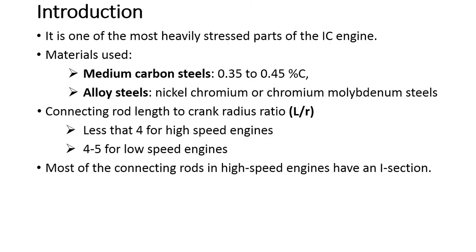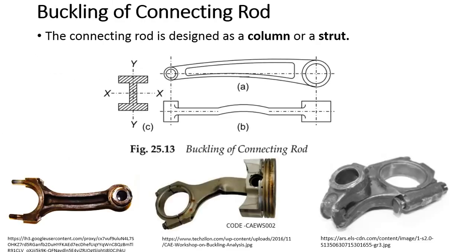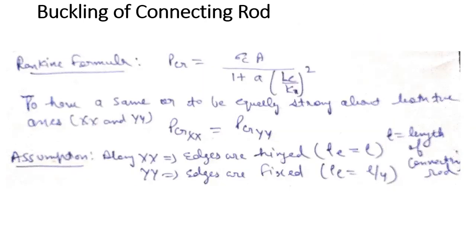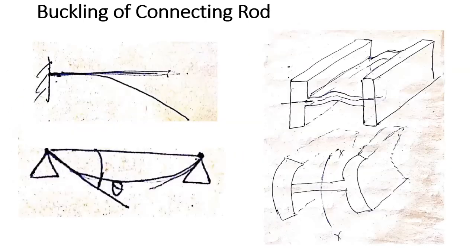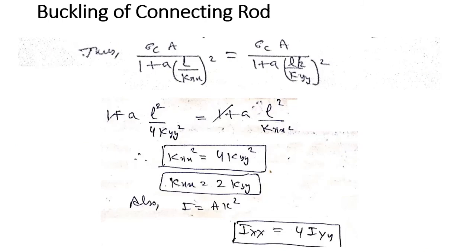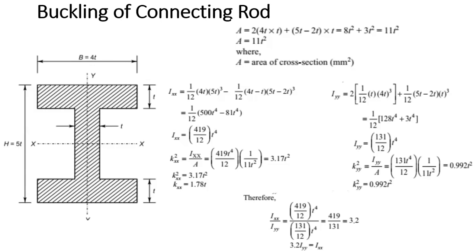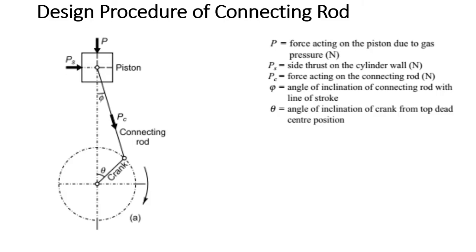So in the last class we have discussed the introduction part. Now how it buckles, in-plane and out-of-plane buckling. This is how we apply the Rankine formula in order to calculate the moment of inertia in both the directions, the relation between these two. So finally we find out the relation based on the geometry. So we end up here. Today we are going to start the design procedure of the connecting rod.